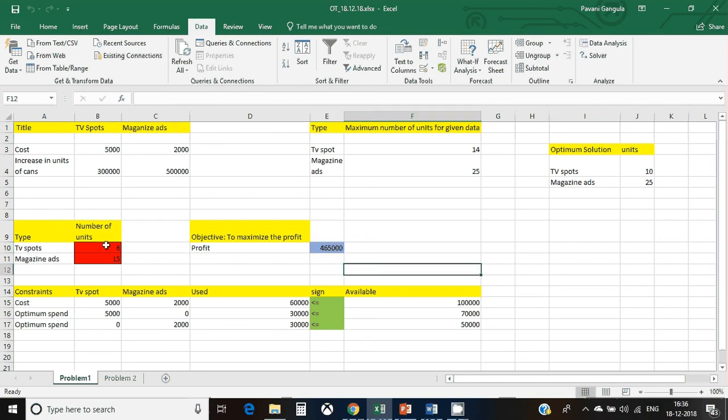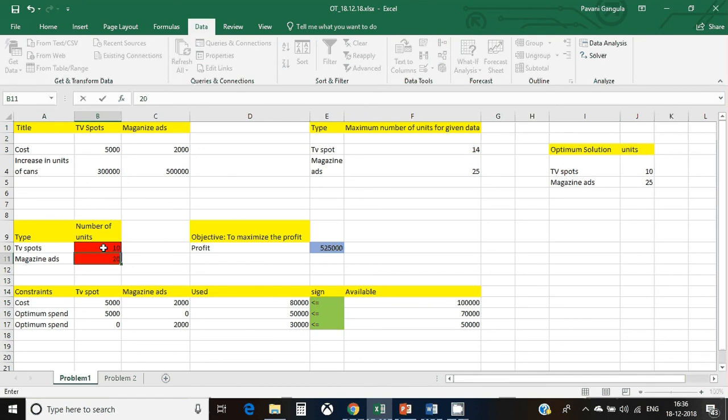Now, these are the decision variables. Depending on the values in these particular cells, that is D15, 16, 17, and the profit, which is given by E10, all these 4 cell values will change. Let's see how. Suppose you increase the number of units of TV spots to say 10 and the number of magazine ads to maybe 20. You see that the values in these particular 4 cells are changing.